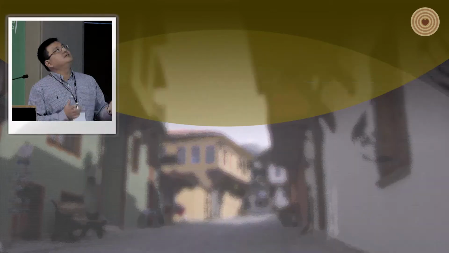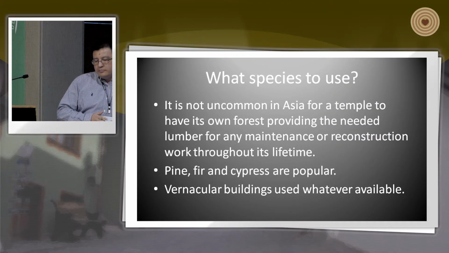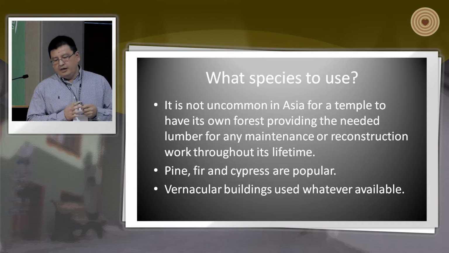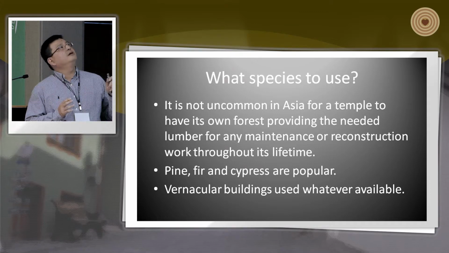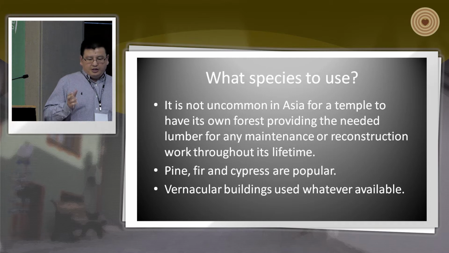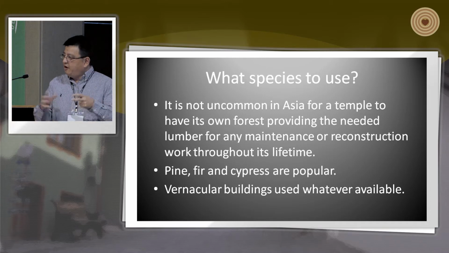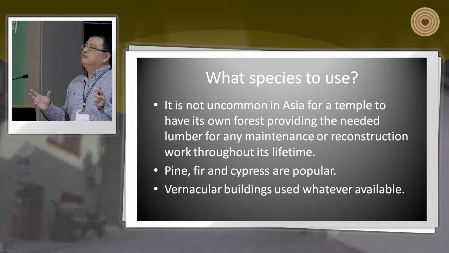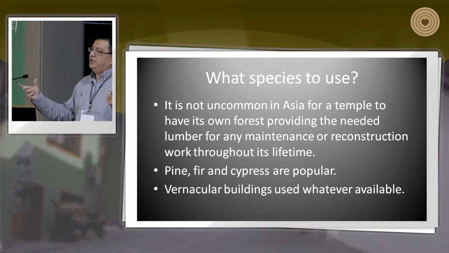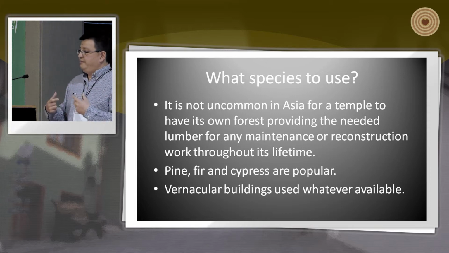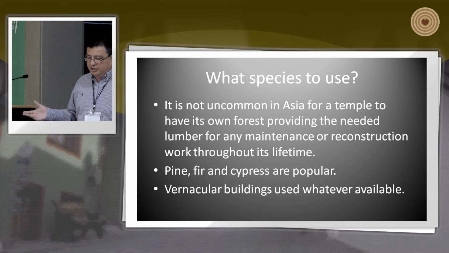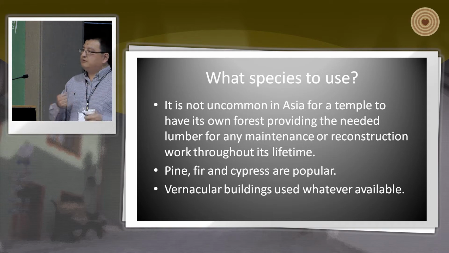And then what species is used? Well, basically, in Asia a lot of important buildings have their own woodland, so they will pretty much directly use the timber from their woodland. But for residential buildings, like normal street houses, they will just use whatever they can get.